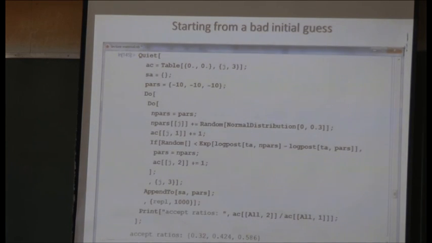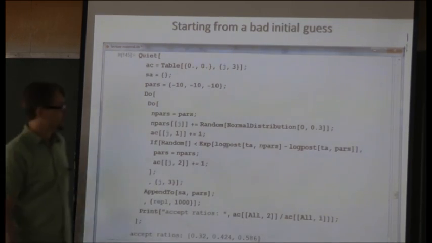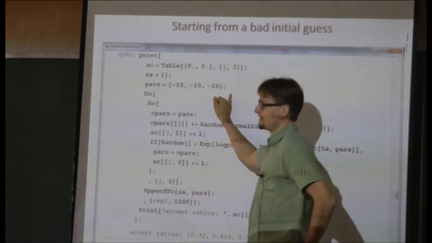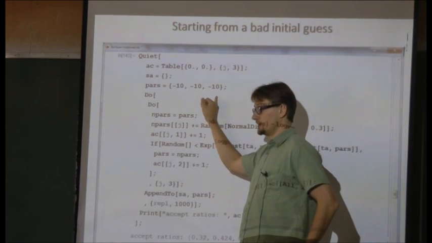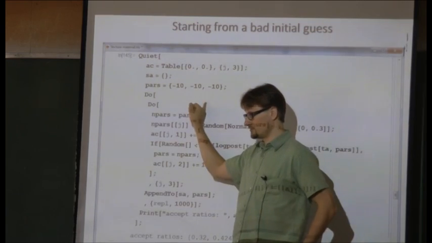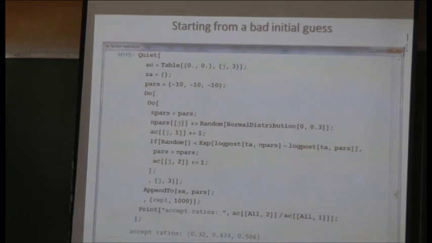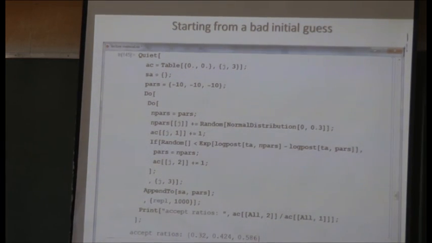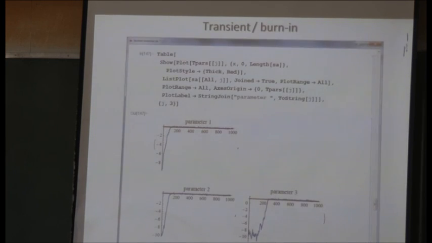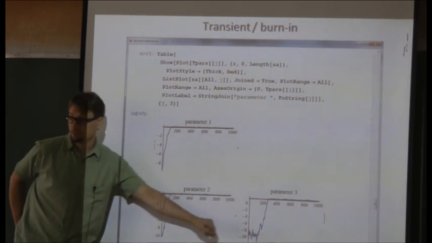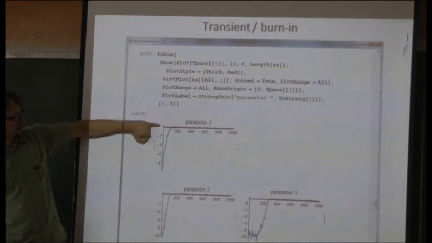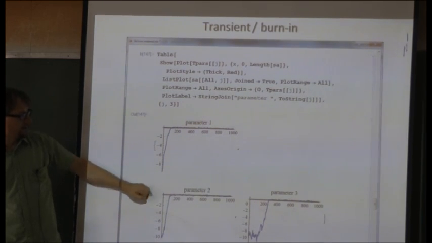Okay. Then what happens if you start from a bad initial guess? Now I pretend that I don't know the true values. I start from -10, -10, -10, which is a really bad guess on the log scale. I run the MCMC for 1,000 iterations, and this is what happens. This is the starting value, -10, -10, -10 for the 3 parameters. The true value is shown here with the red line.